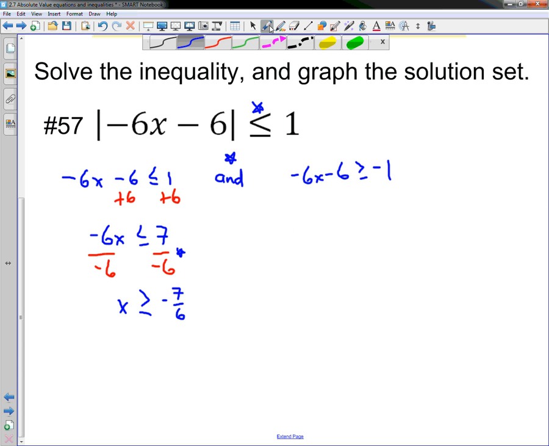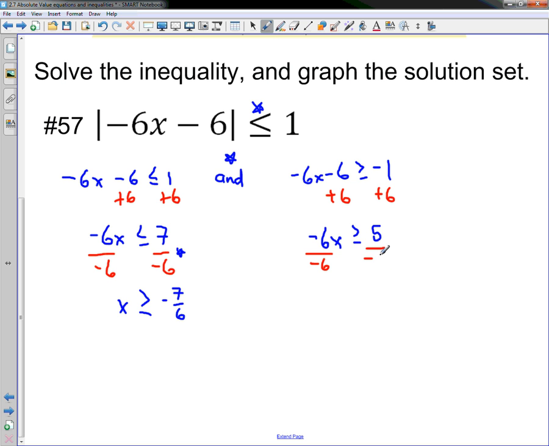Go ahead and solve the other one. Add the 6 again. We have negative 6x is greater than or equal to 5. Divide by negative 6. And we have x is less than or equal to negative 5/6. Remember to include your and statement, so we want to go ahead and throw our and there. So now we're looking for where these overlap.